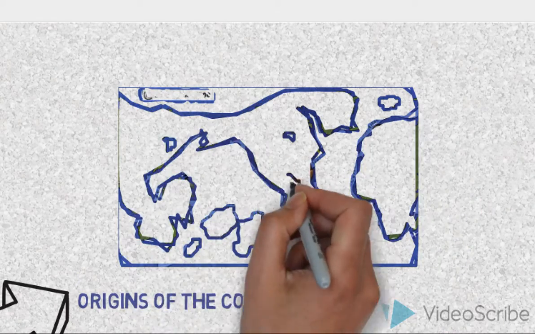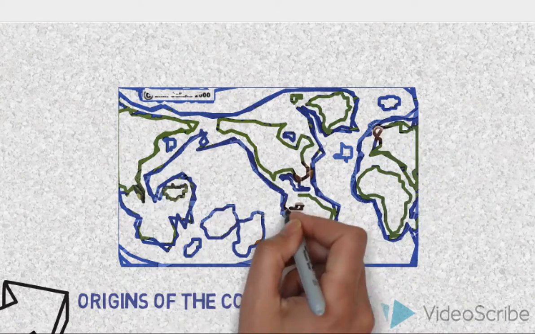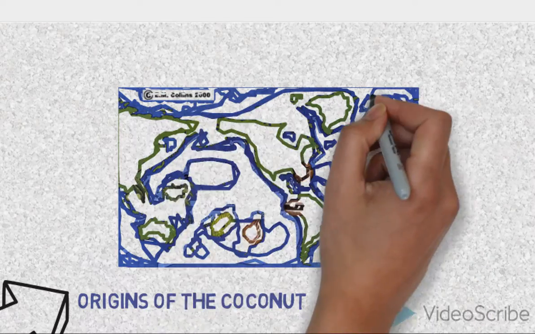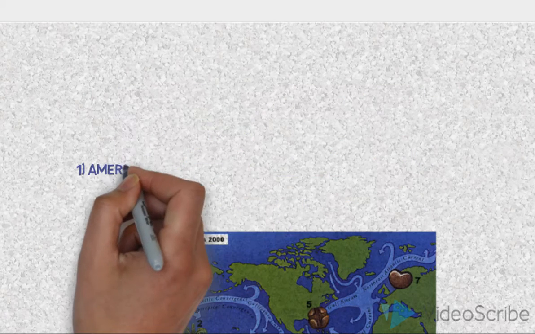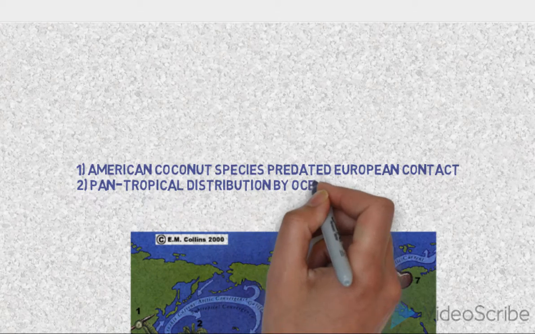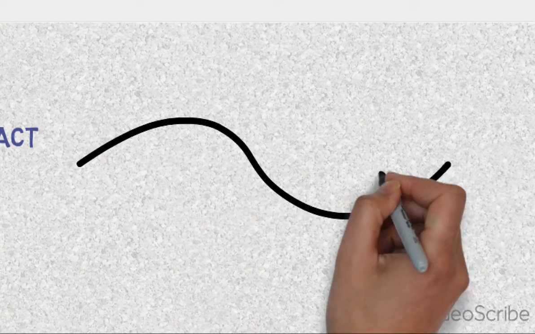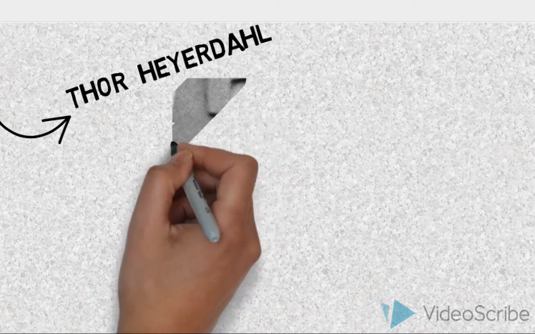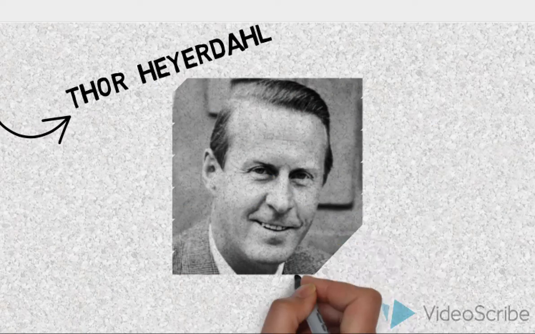First, we'd like to discuss the origins of the coconut. To begin with, a man by the name of O.F. Cook hypothesized that the coconut originated in the Americas, which was based on two beliefs. One, that the American coconut species predated European contact, and two, that pantropical distribution by ocean currents was improbable. Other historical figures also became involved, including Norwegian adventurer Thor Heyerdahl, who theorized that the coconut originated in South America.